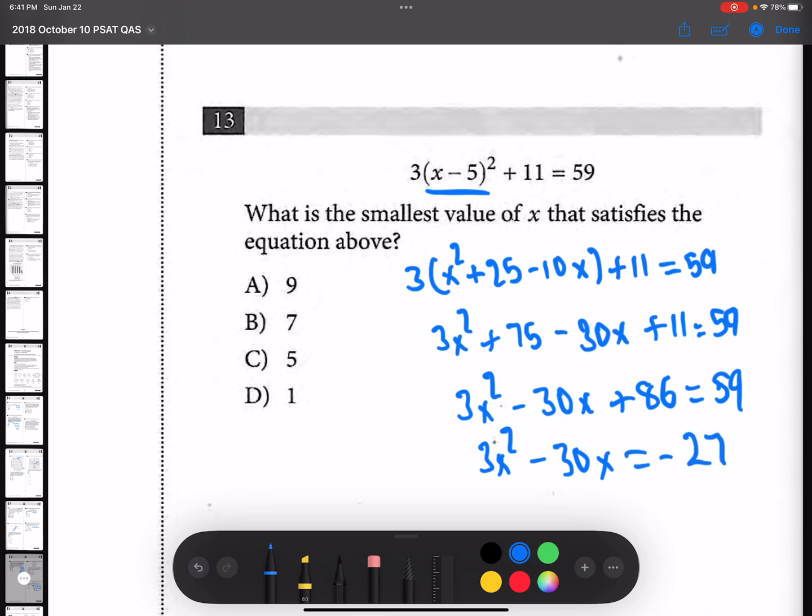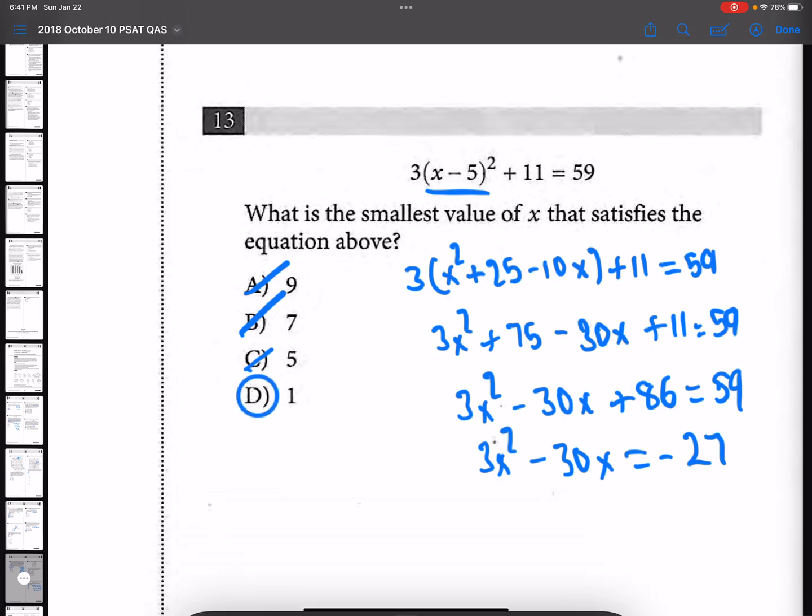So now we can just substitute these values into this equation. We take the first one, 9 squared 81. No, definitely not that, because it's too long and our answer is short. We take 7, that's also too long. We take 5 squared 25, 75 minus 150, that will not give us negative 27. We take 1 squared 1, 3 minus 30 is minus 27. So yes, that means D is our smallest value.